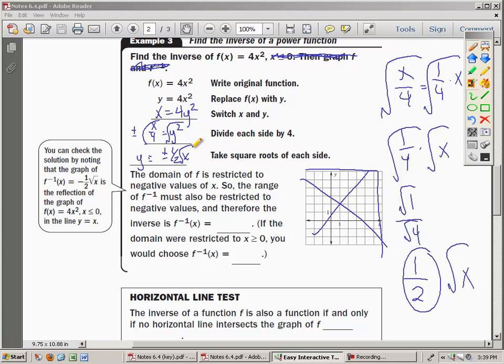Now, this is going to be a square root function, and so we're going to avoid all of this stuff. But again, we're not talking about restricting the domain. All I really want to do is find the inverse of that power function.